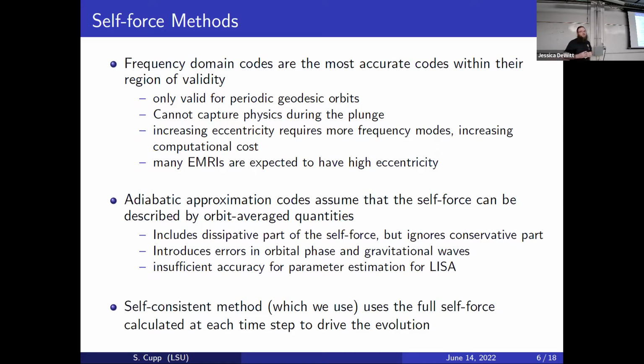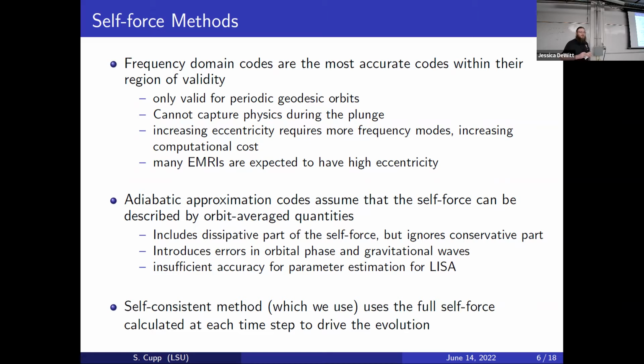On the other hand, there's adiabatic approximation codes. These assume that the self-force can be described by some orbit average quantities. How exactly they average them and what exactly it neglects to capture about the physics sort of depends. But generally, they usually include the dissipative part of the self-force, but ignore the conservative part. So what this means is that it introduces errors into the orbital phase and gravitational waves, and has insufficient accuracy for parameter estimation for LISA.